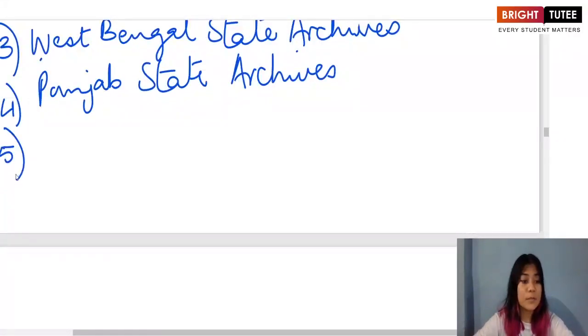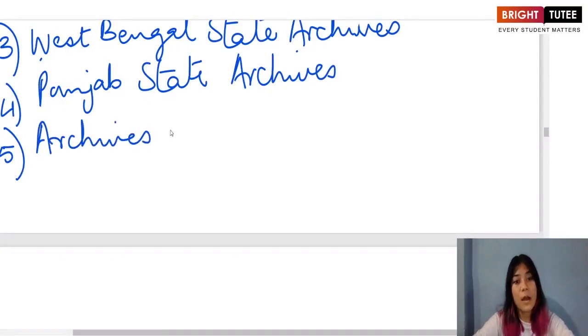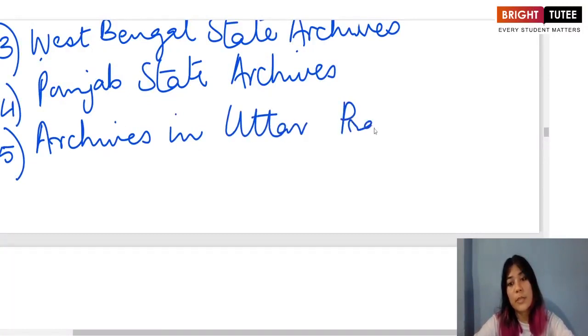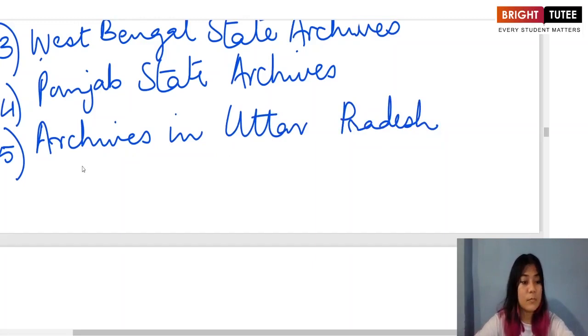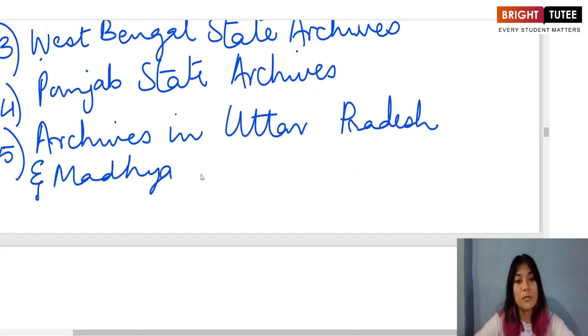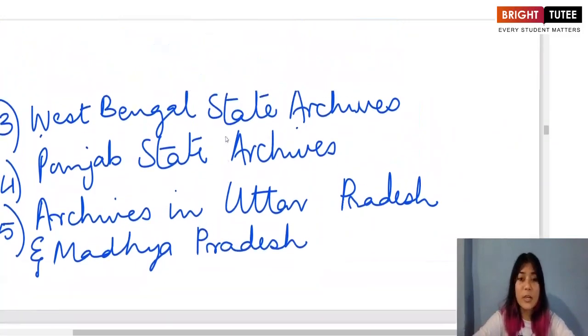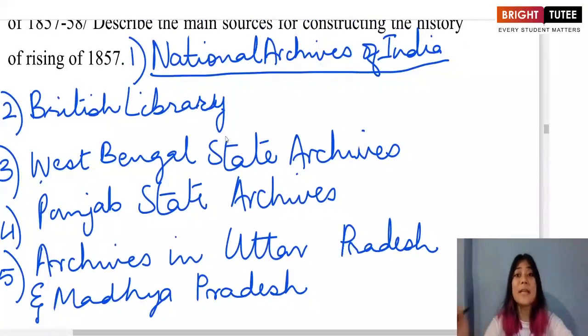And fifth, the archives in Uttar Pradesh and Madhya Pradesh also have papers and documents related to the mutiny. So here, as you can see, I've only cited the main places from where we get the documents and records, the papers related to the mutiny.